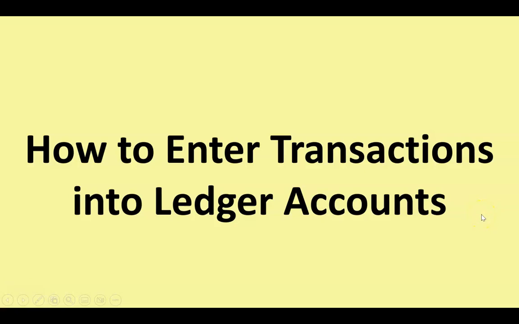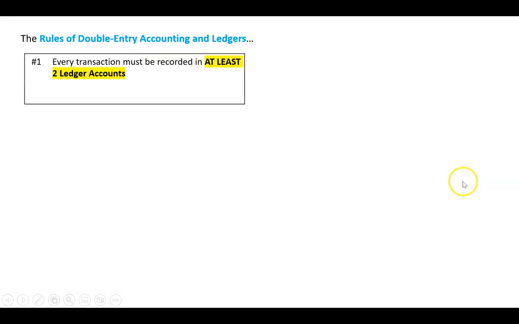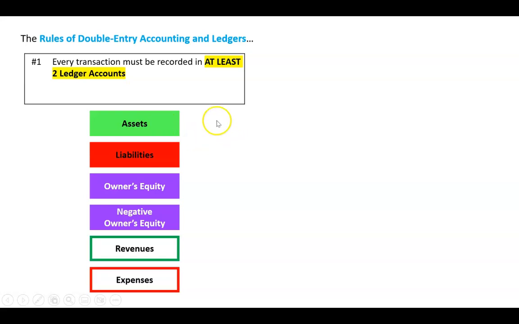Now we know our rules of debits and credits, we can now enter transactions into the ledgers. So the rules of double entry accounting, which we've learned before, there's two of them. Rule number one is every transaction must be recorded in at least two ledgers. So it could be two, could be three, could be four, we'll do up to five. And those ledgers must be from the elements of accounting: assets, liabilities, owner's equity, negative owner's equity, revenues and expenses.